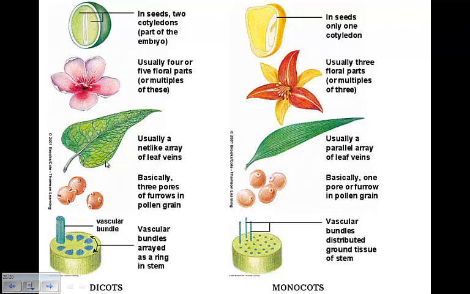Now here's where it's really easy to tell the difference. Here's the vein structure in the leaves. In a dicot, it's a net structure, so the veins are all over the place like a net. Think about grasses. When you look at grass, it has these parallel veins. And then down here, when you look at the vascular bundles, the monocots are just randomly all over the place, and the vascular bundles in a dicot are in a ring structure. So that's just another way to tell the difference, okay? You do need to know this chart.